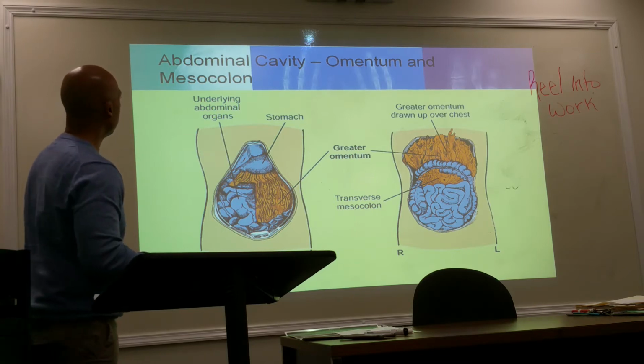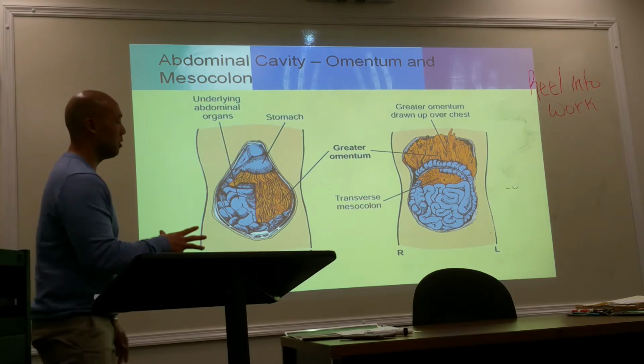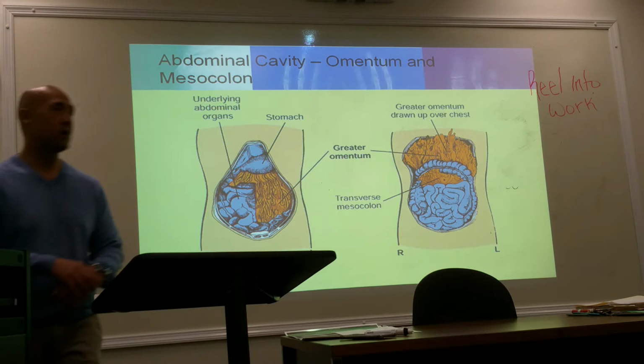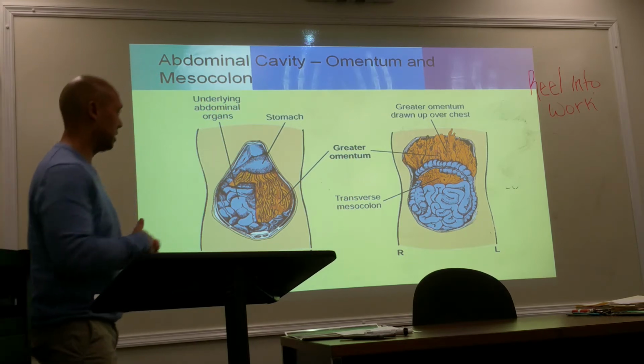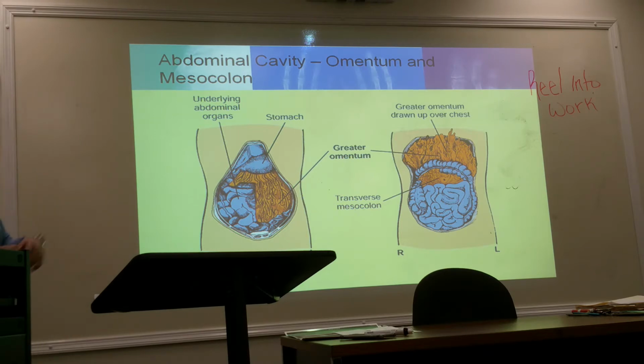Just cut out of the, what do we have here, the mesocolon. The mesocolon is again the one responsible for attaching the large colon to the posterior wall. You have a greater omentum, draws up over the chest.